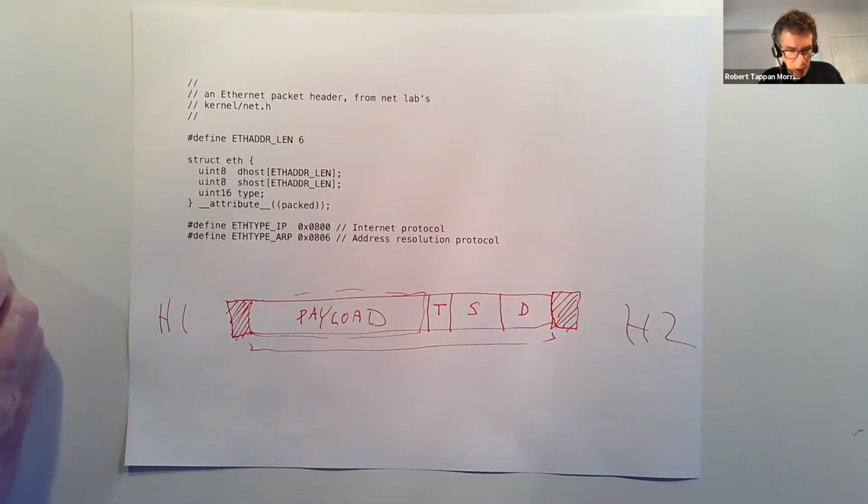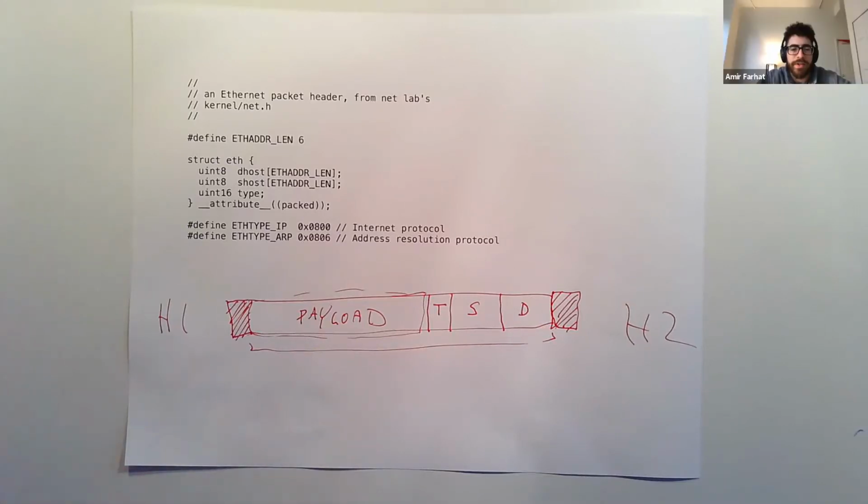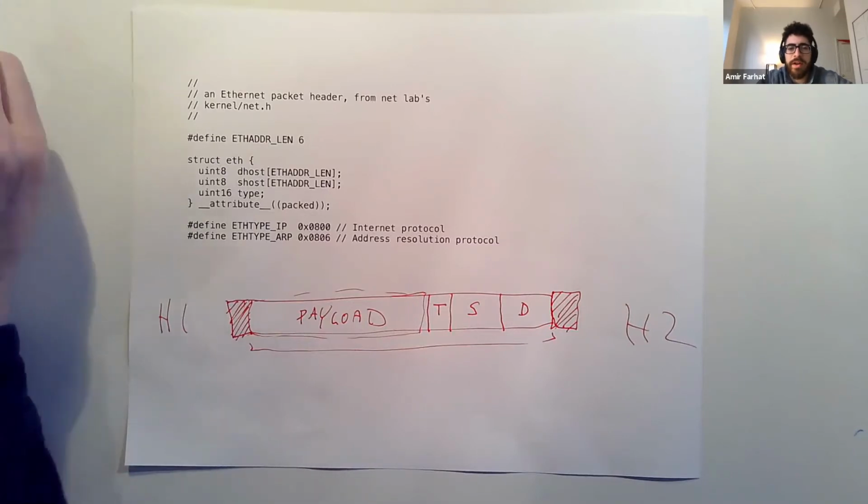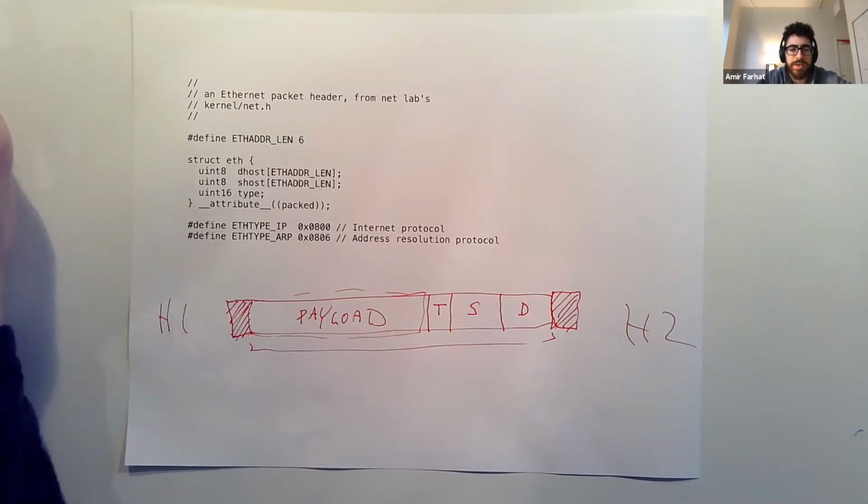Any questions about Ethernet packets? Yeah, I had a question. Please. Is the bit pattern you mentioned that the hardware uses to determine the start and end of a packet similar to the EOP in the lab, which is the end of packet?